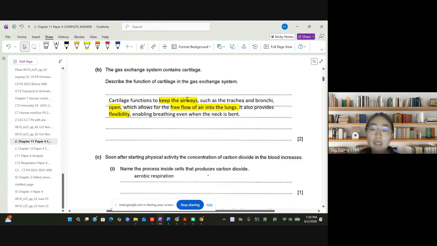Once they can keep the airway open, they allow the free flow of air into the lung. And also, because it's made from cartilage, it is not like bone. Bone is very hard and very rigid. But cartilage is very soft and very flexible, just like your ear. Your ear is made from cartilage. So that's why it's very flexible and very soft.